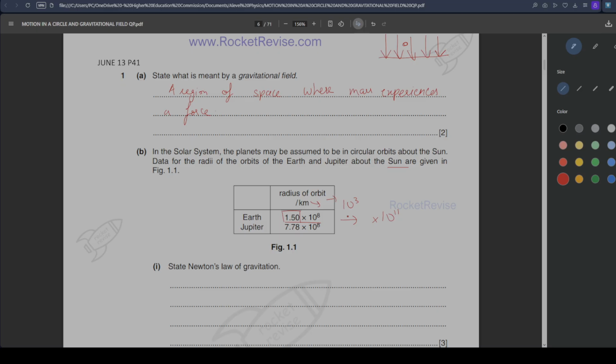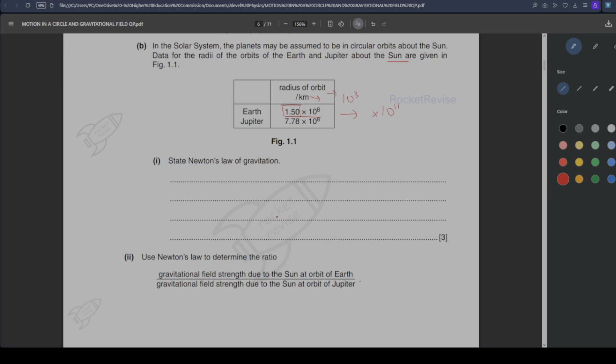State the Newton's law of gravitation. Okay. Again इसमें ये था कि the gravitational force is directly proportional to the product of masses and inversely proportional to the square of separation between the point masses.